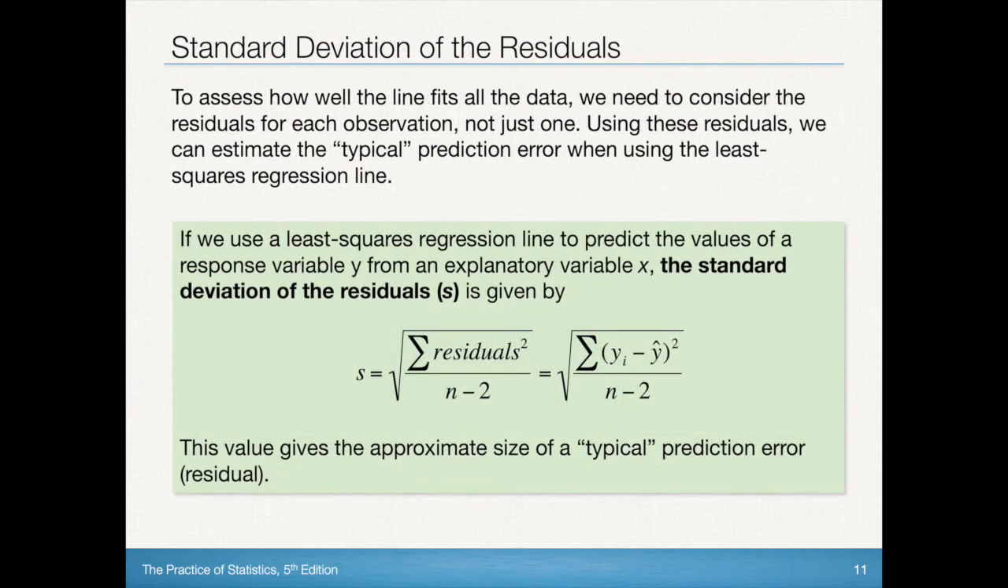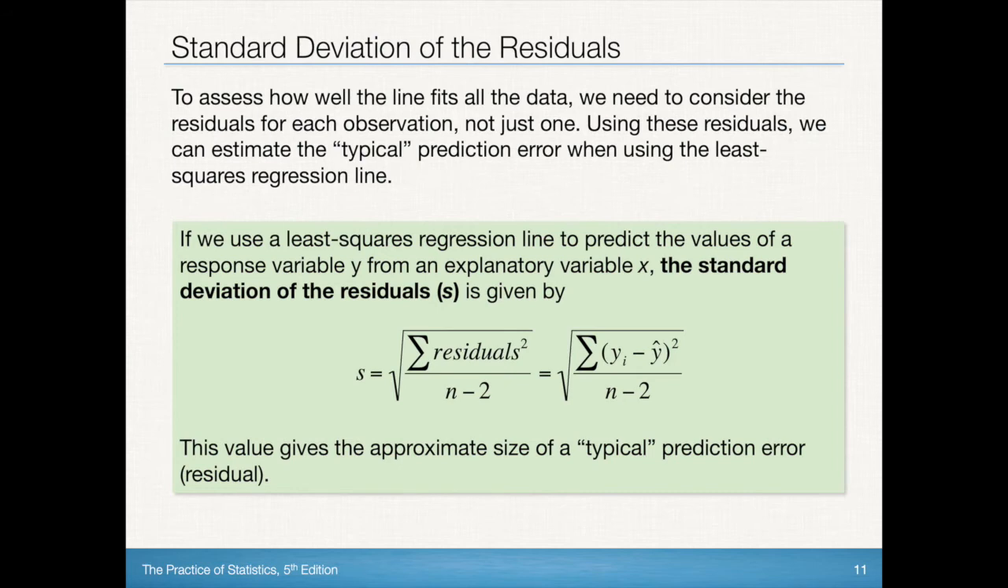Now, it would make sense that if we were talking about prediction and prediction errors, residuals would have a standard deviation associated with them, or the typical prediction error. For that, we get the standard deviation of the residuals, or lowercase s. You can see with the equation that we have the sum of the residuals squared, which is exactly what we did to calculate the least squares regression line. But in this case, we have a value of n minus 2.